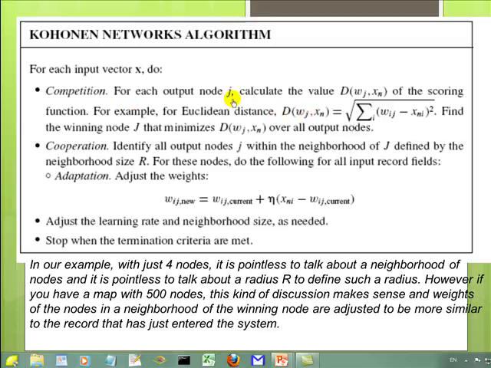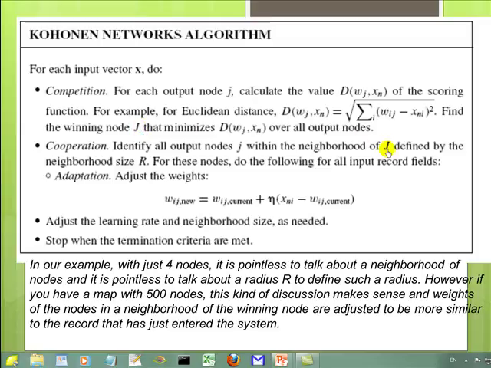And that's what I said before. So that's what this says. For each output node j, calculate the distance of the input from that output node. We're going to do that over all of them, and then one of them is going to win. So that's what we mean by competition. Cooperation: identify all output nodes j within the neighborhood of the winner. Capital J stands for the winner.